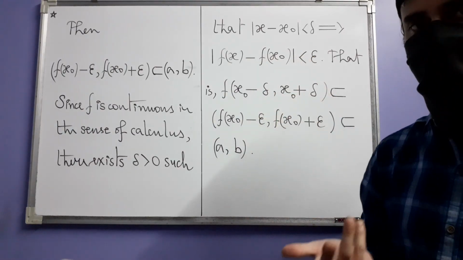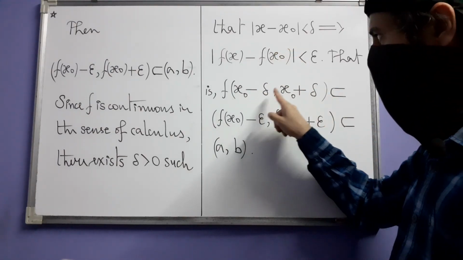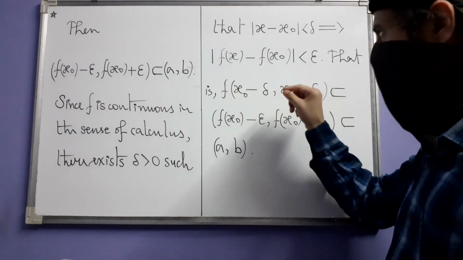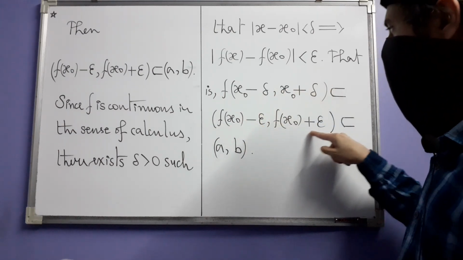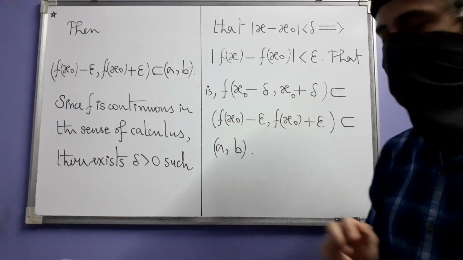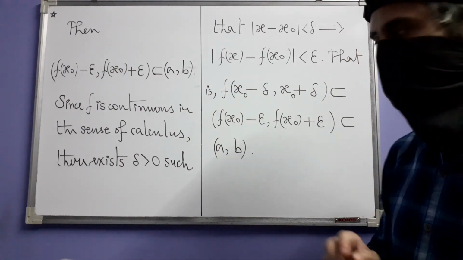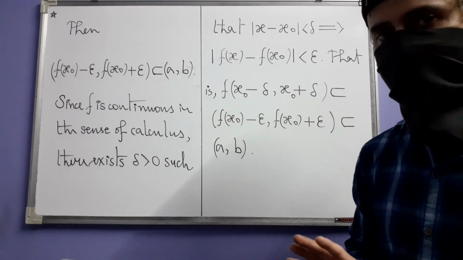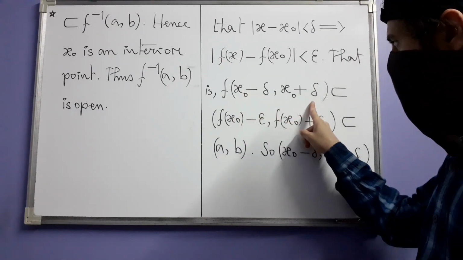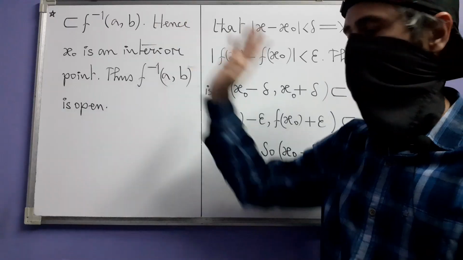What does this mean? It means that if your x comes from this delta interval centered at x0, then the f image of that x is inside this interval, which is centered at f of x0 and has radius epsilon. But this interval itself is contained in this interval (a, b). So now ultimately what are we getting from this? We get this fact. Because f of this interval is contained in (a, b), this interval is contained in f inverse of (a, b).